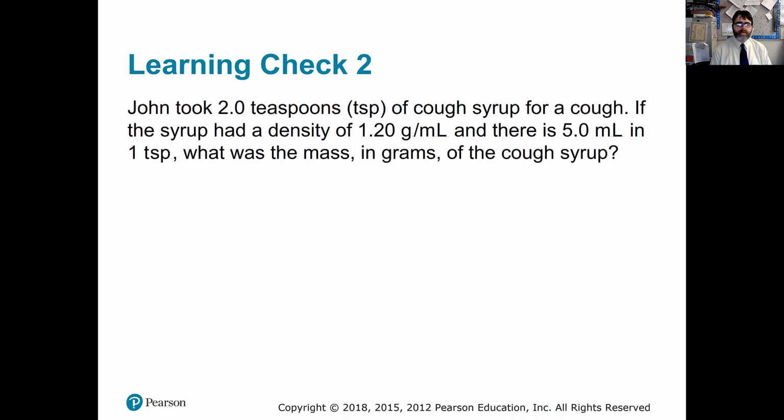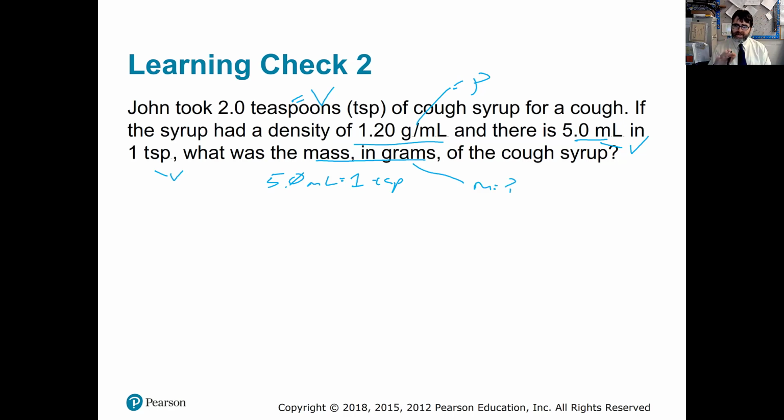So here's another one where we're going to use it as a conversion factor. If John took 2 teaspoons, that's a volume, that's an English volume, of course, of cough syrup that has a density of 1.2 grams per milliliter, and there are 5 milliliters in 1 teaspoon. Well, that sounds like a conversion factor. What is the mass in grams of the cough syrup?